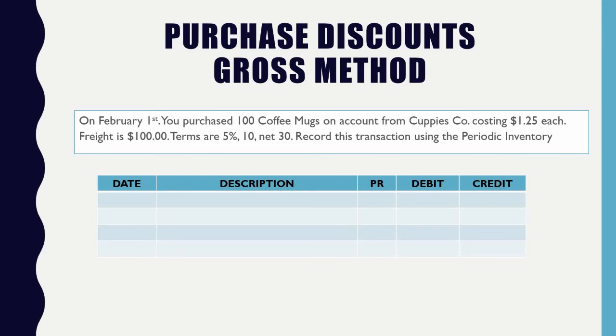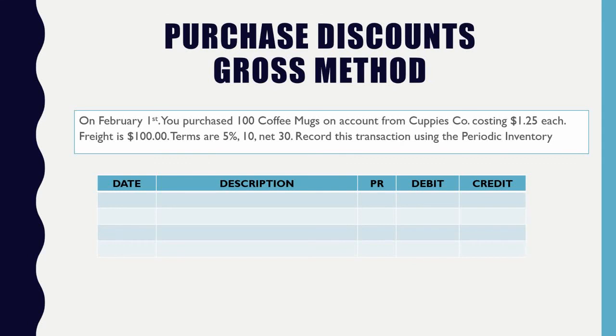So in this case, I have on February 1st, you purchase 100 coffee mugs on account from Cuppies Co. Okay, and it cost you $1.25 each, and freight was $100. Terms are 5%, 10, net 30. Okay, record this transaction as it occurs, and your assumption is that you're using the periodic inventory method.